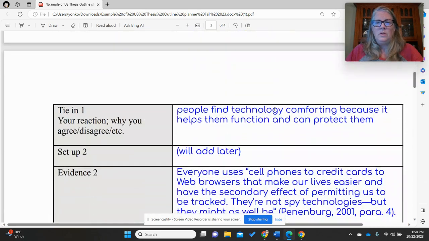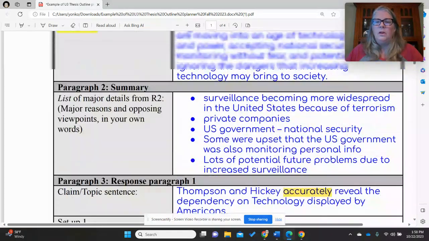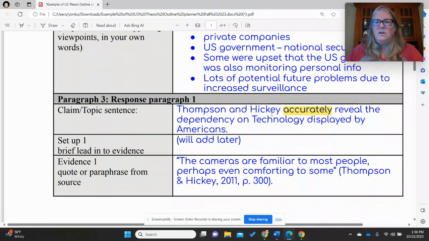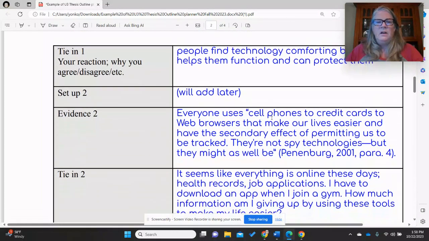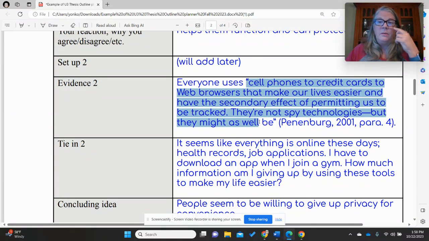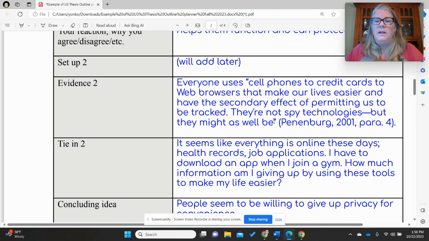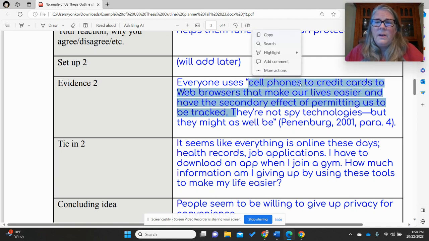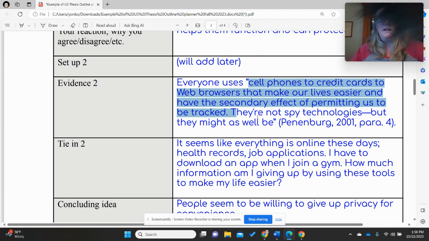Now, the other quote that the student brought in here, so we're looking at dependency on technology displayed by Americans. We have this quote, and the student brought it in from their R3. "Cell phones to credit cards to web browsers that make our lives easier and have the secondary effect of permitting us to be tracked. They're not spy technologies, but they might as well be." So again, this first part is really about the dependency that we have on technology. The student continued here, and that probably is going to tie into some point that the student wants to make. Okay?